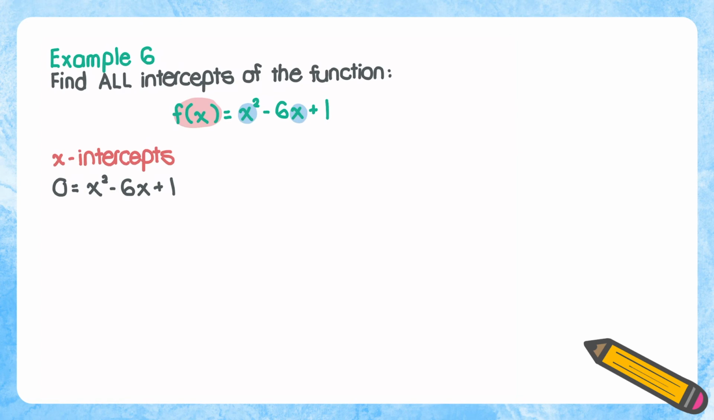And we can't factor this. Oh no. But yay, the quadratic formula comes to the rescue. So let's label A, B, and C. A equals 1, B equals -6, and C equals 1. We're going to use the quadratic formula to solve for x. We have x equals -b plus or minus the square root of b squared minus 4ac all over 2a.